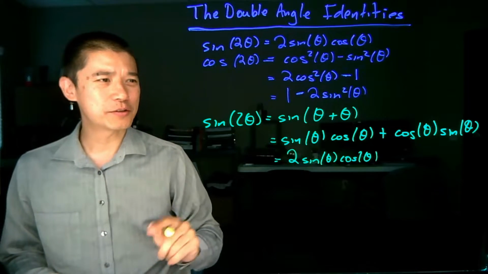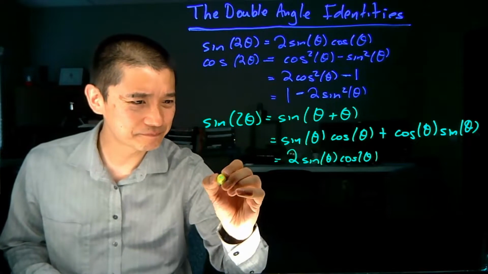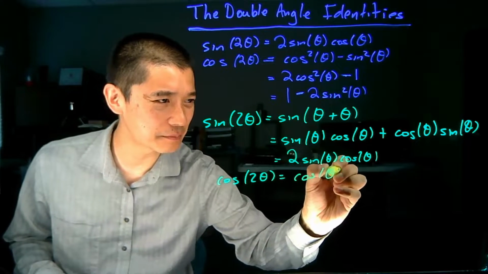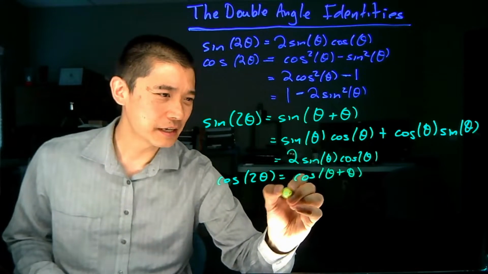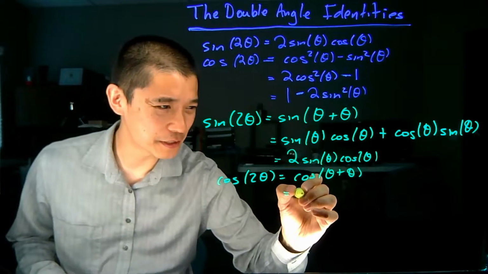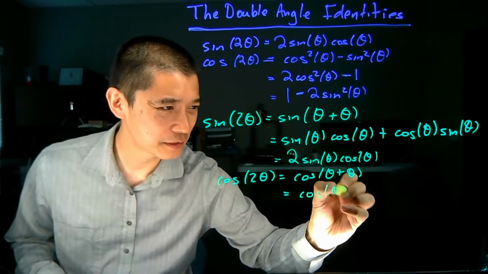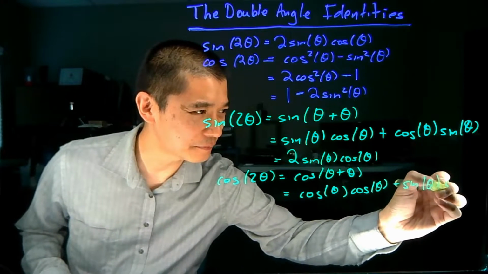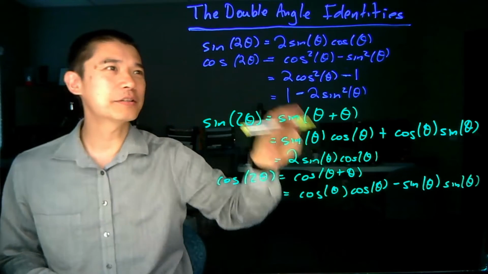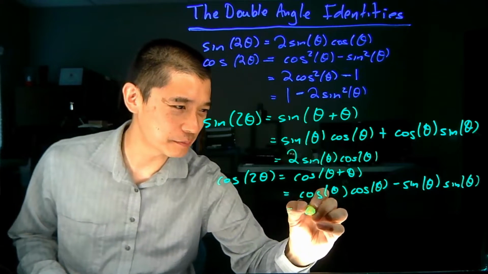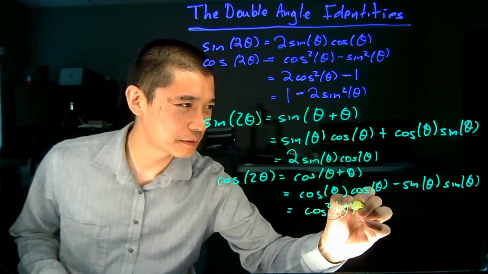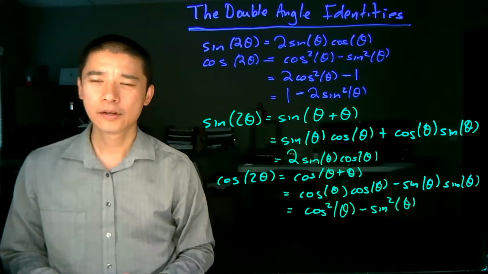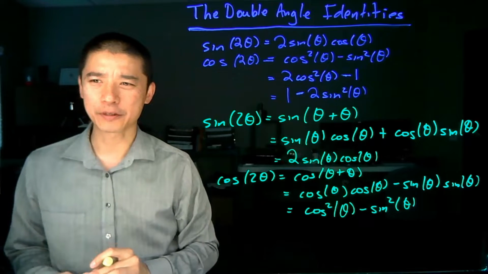What about cosine 2 theta? Well, same thing. Cosine of 2 theta is cosine of theta plus theta. And you might remember that the sum of angles for cosine is cosine cosine minus sine sine, so cosine theta times cosine theta minus sine theta times sine theta. And you'll see that this is exactly the first equation up here, cosine squared theta minus sine squared theta.